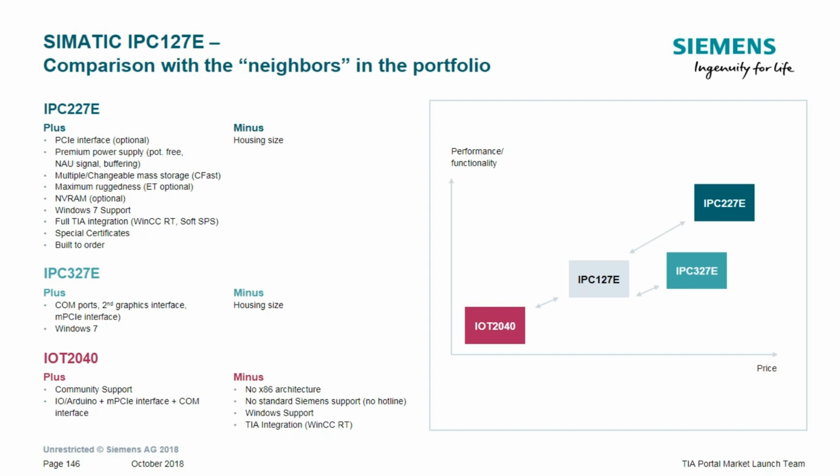The counterpart about the IoT 2040 is that it's actually just a Raspberry Pi, so you cannot install a whole TIA Portal or a whole WinCC system on it because there is no Windows support. So we just have a Linux system on there, so we cannot install any WinCC software here. So what did we do in order to close this gap and put both advantages together? The IPC 127, which is very small in size, and includes a Windows system, so Windows support as well, and you can install any WinCC software on there. Okay.